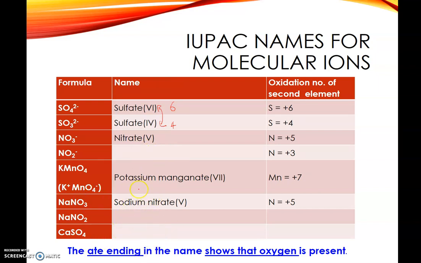Just a quick word on the naming. All of these molecular ions end in -ate because they have oxygen present. Okay, so that is something to bear in mind. You know, what's the difference between a sulfide and a sulfate? Sulfur ate all the oxygens, so it's got 3, 4 oxygens, however many.